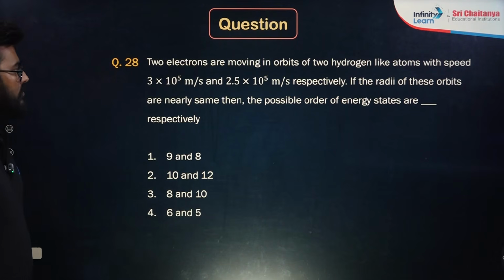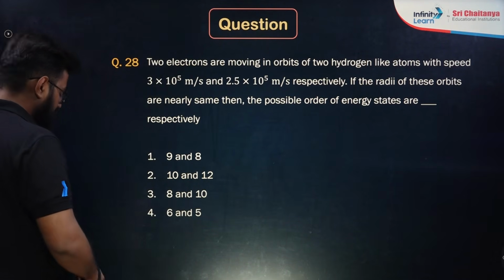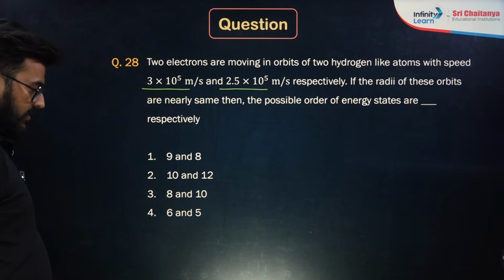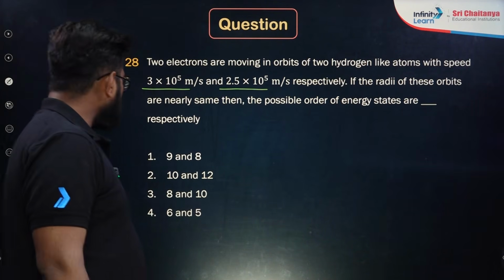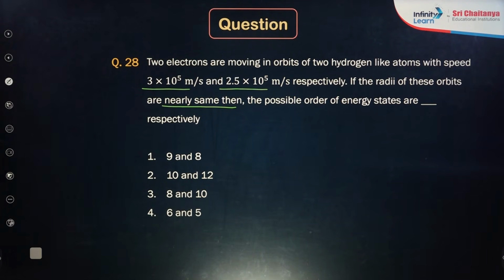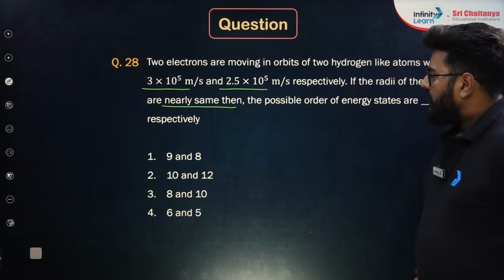Now 2 electrons are moving in orbits of 2 hydrogen-like atoms with speeds 3 × 10^5 meter per second and 2.5 × 10^5 meter per second. If the radii of these orbits are nearly the same, the possible order of energy states is going to be. So they are interested in finding out the value of n.